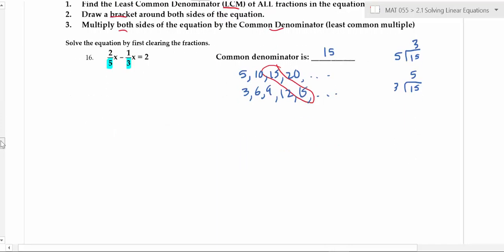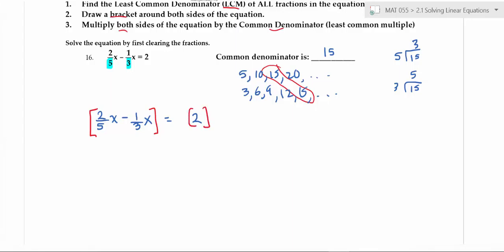So what we're going to do on this problem is we're going to just start by writing down the equation, which is 2/5 x minus 1/3 x is equal to 2. And I'm going to put a bracket around both sides, or a parenthesis, and I'm going to multiply both sides by that common denominator. That common denominator is 15. So we're just going to multiply both sides by 15. All right, now we do a distributive property. We're going to multiply those two things out.